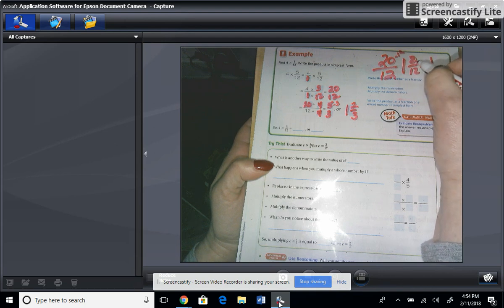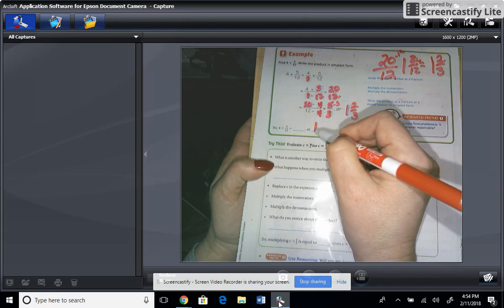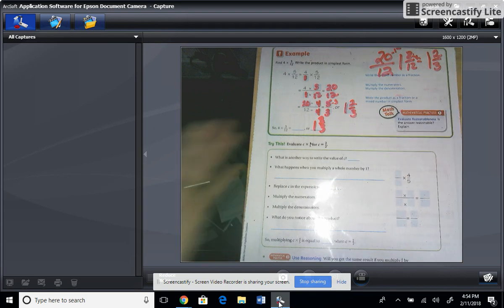So I still get it. It depends on how you want to do it. I like changing them to mixed numbers right away and then simplifying. If you want to simplify it down until you can't simplify it down anymore and then change it to a mixed number, either way is just fine.